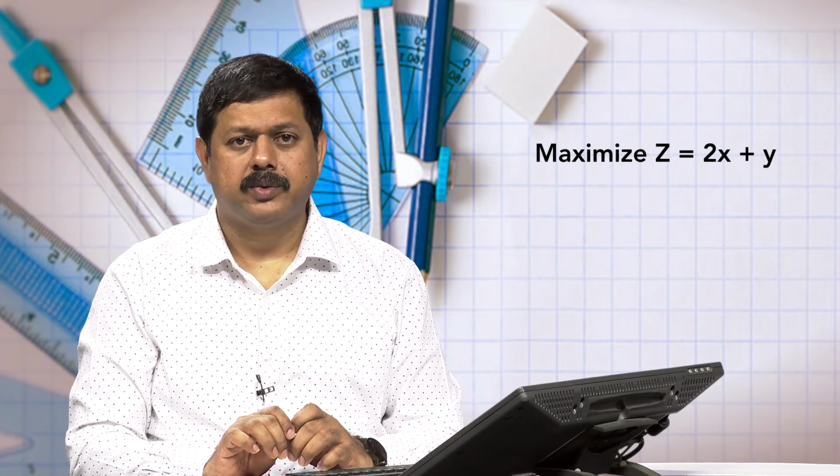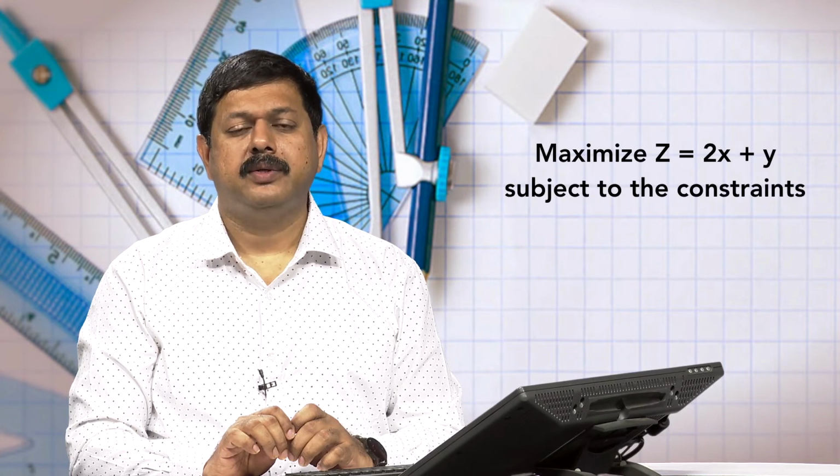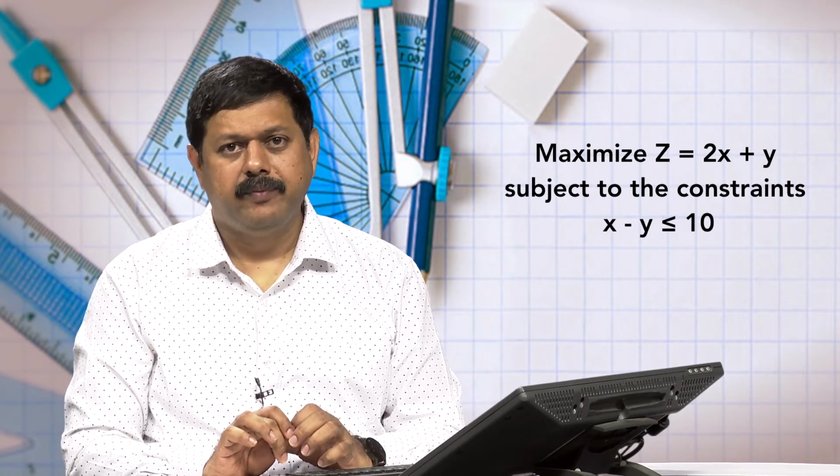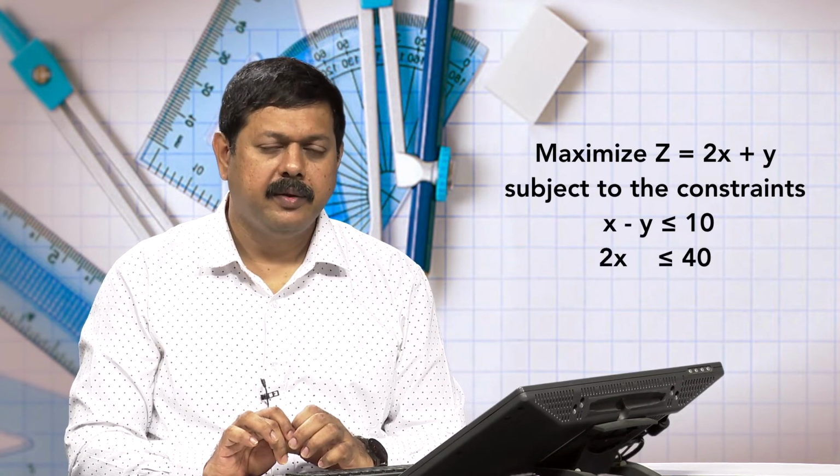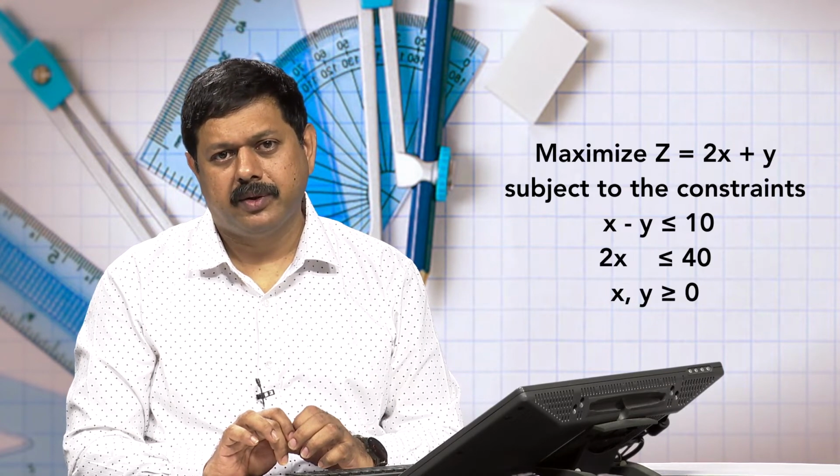Now, let us learn about some more special cases in simplex method. For that, let us consider the linear programming problem. Maximize z is equal to 2x plus y subject to the constraints x minus y less than or equal to 10, 2x less than or equal to 40, x and y greater than or equal to 0.